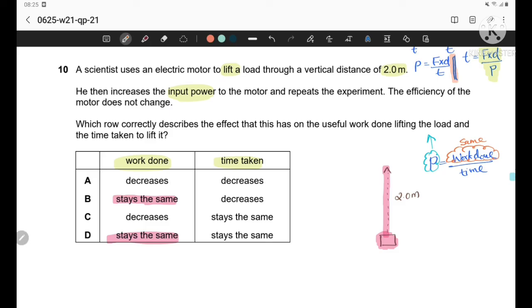Now, by looking at the equation, we can understand that in order to increase the power, as the work done is not increasing or decreasing, the time must be decreased. Or we can use the logic that more power means the work will be done quickly, so the time will be less. So the time taken decreases. Therefore, the correct answer is option B.